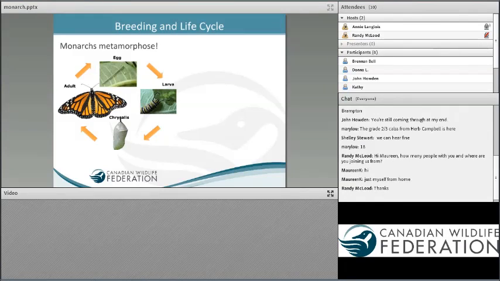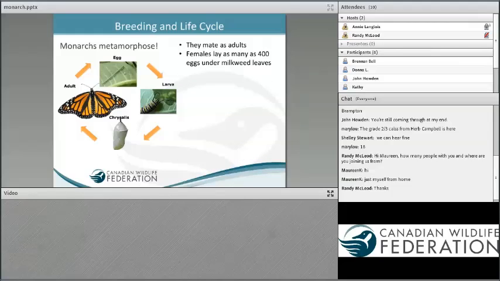So the monarch has a bit of a complex life cycle. So they go through metamorphosis, so they change quite a bit. So the adult that's on the left will lay eggs. The female will lay an egg, or many eggs actually. They mate as adults. So they mate as adults, and then the females will lay about 400 eggs under milkweed leaves. So that's pretty cool. That's pretty practical because when the caterpillars hatch, they're already on their food. So it's perfect. They don't need to travel very far.